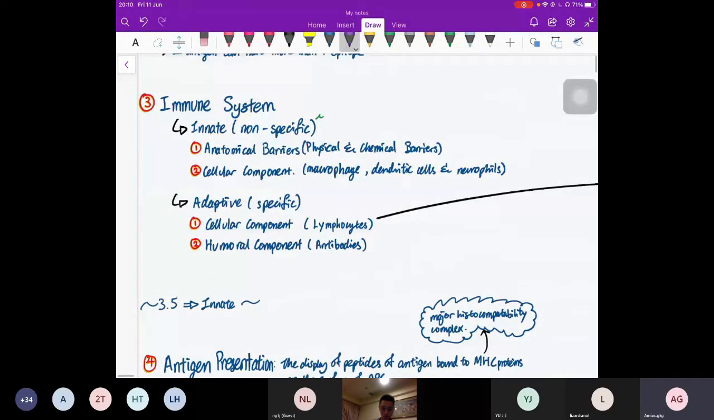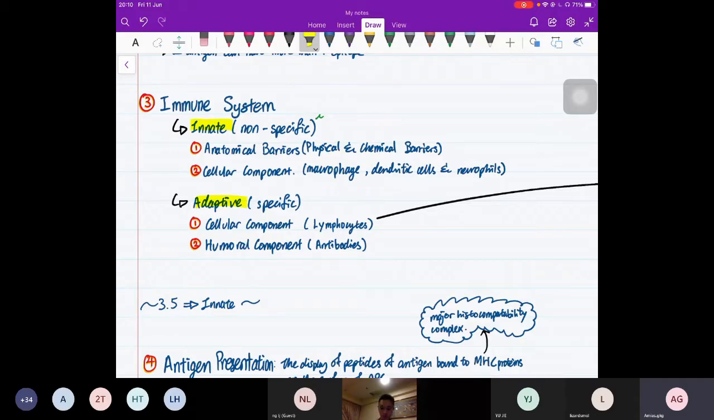Next, let's talk about the immune system. We have the innate and adaptive immune system. The innate immune system is the non-specific immune system. You can think about it this way: you have just encountered a new pathogen that you have never encountered before. So you just want to defeat that pathogen, you want to get rid of it. So you have to use a general mechanism to get rid of it.